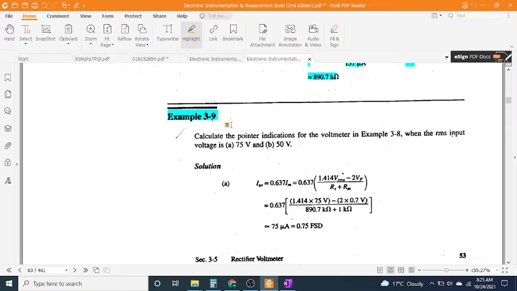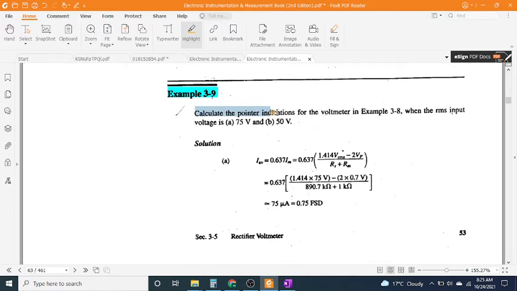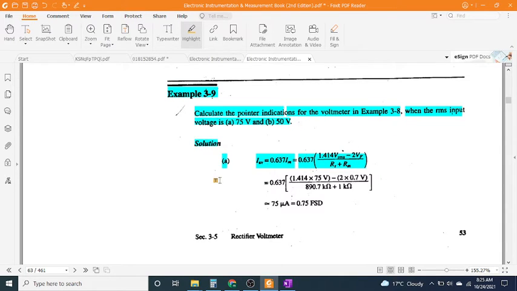Example 3-9. Calculate the pointer indications for the voltmeter in Example 3-8, when the RMS input voltage is A, 75 V and B, 50 V. Solution. A, I equals 0.637 Ip equals 0.637 x 1.414 Vrms minus 2 Vf over Rm plus Rs.